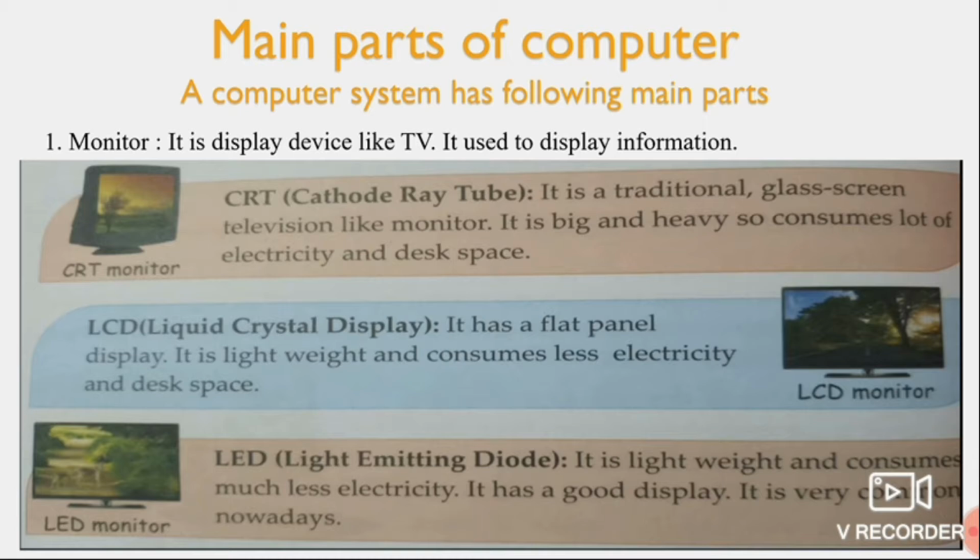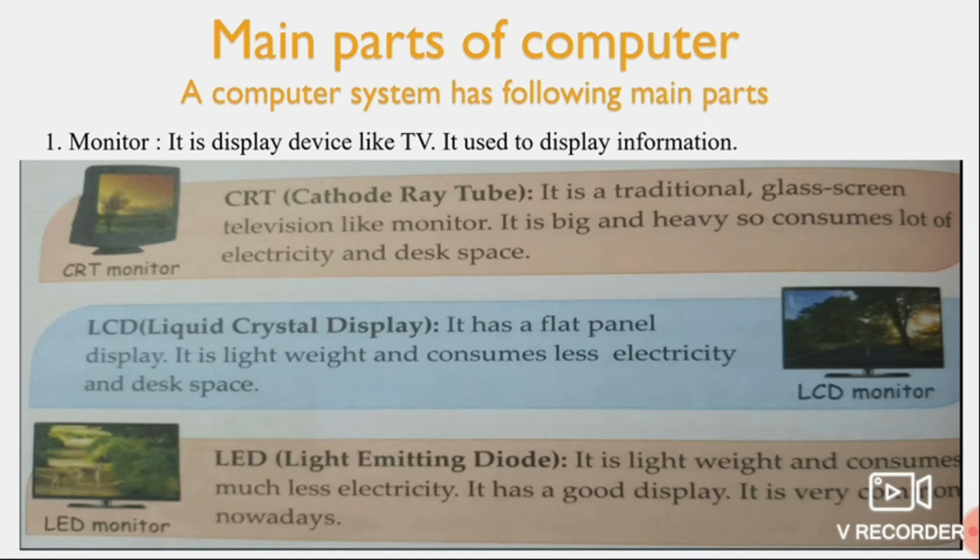It is used to display information. It comes in different forms. Number 1 is CRT, which is a cathode ray tube. It is a traditional glass screen, television-like monitor. It is big and heavy, so it consumes a lot of electricity and desk space.